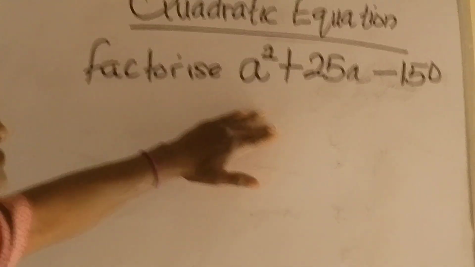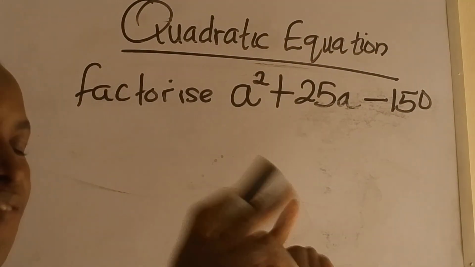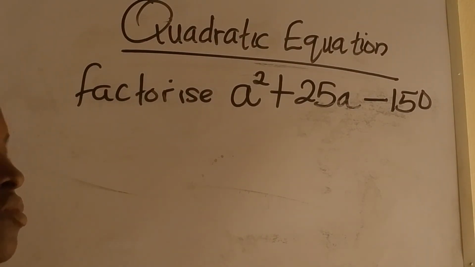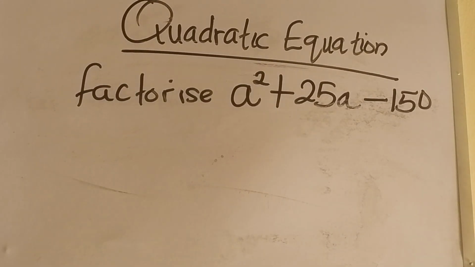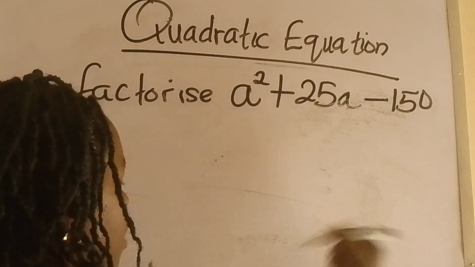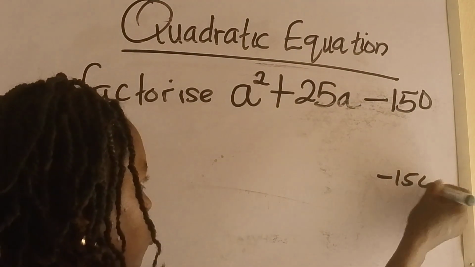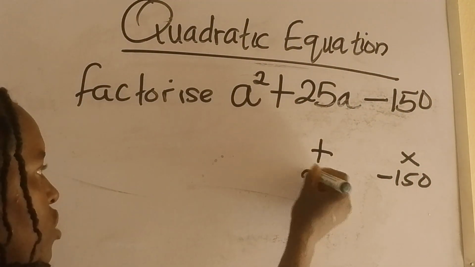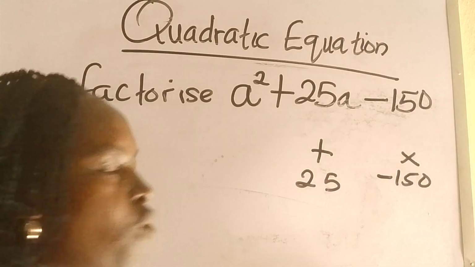Now, I said when you are factorizing a quadratic equation, you simplify it into two brackets. You are not asked to solve. When you are asked to solve, you are going to look for the value of the unknown letter. But this one you are asked to factorize. So what you do, look at the product here, which is minus 150. That is the product. Then the sum, which is 25. I said look for all the factors of 150.